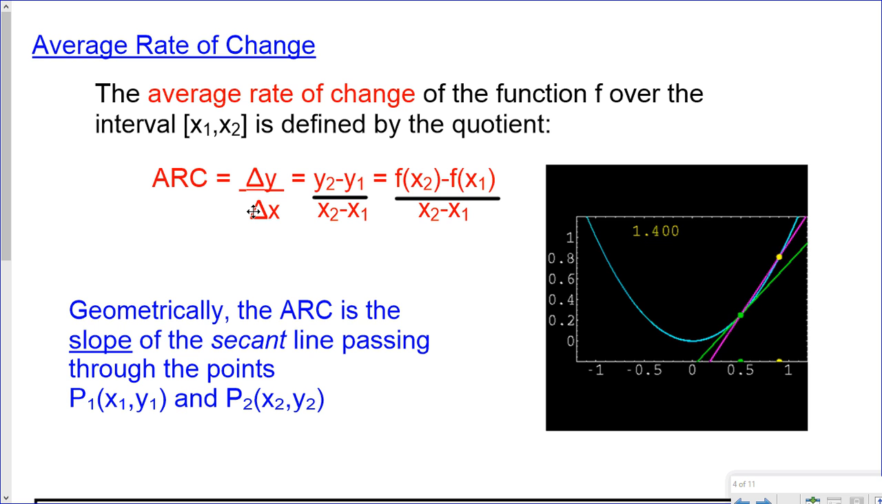Geometrically, the average rate of change is the slope of the secant line. That's why we talked about what a secant was: a line passing through 2 points. There's an animated GIF on the side here. The purple line is a secant line, and it's an average rate of change calculation.